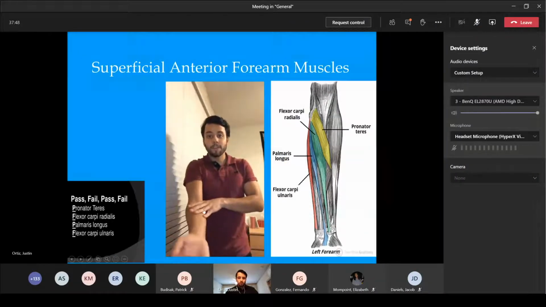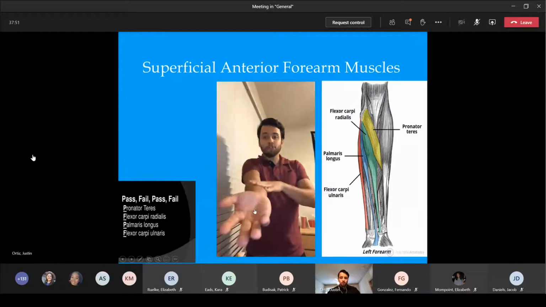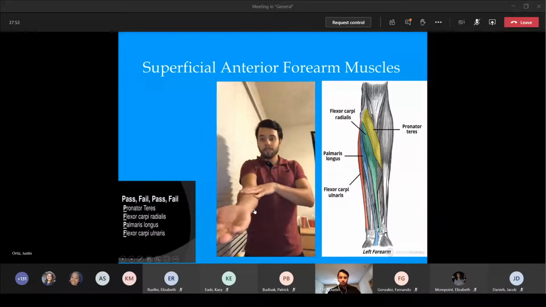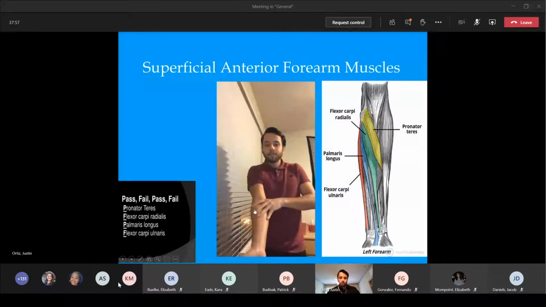Pronator teres, which in its name says pronator, is going to help with pronation, right? Your pronator teres helps with this motion, which is pronation. The next one is going to be F. F for fail. So remember, pass is pronator teres. Fail, the F, is going to stand for flexor carpi radialis.